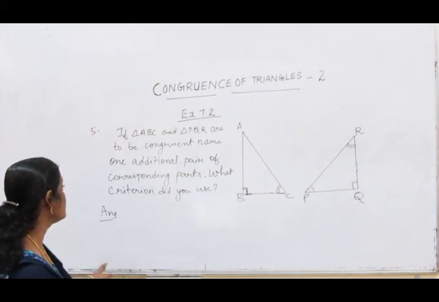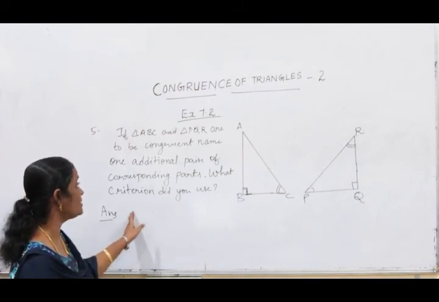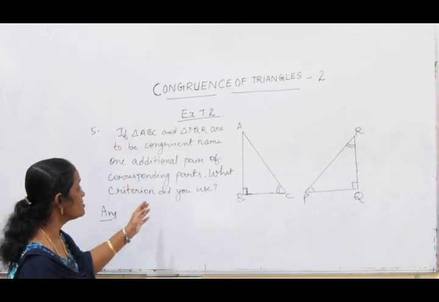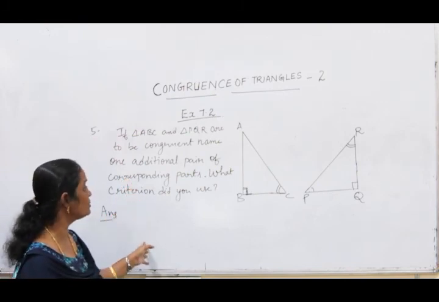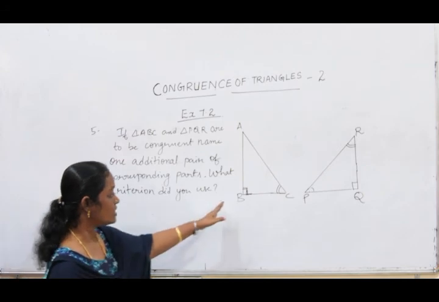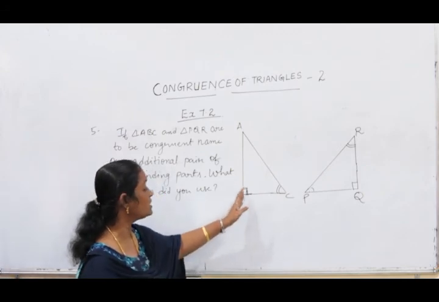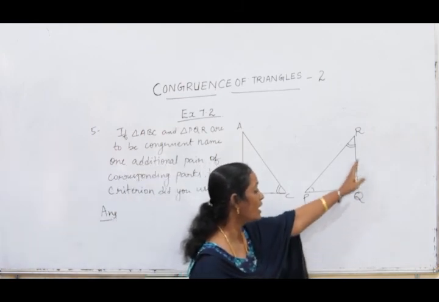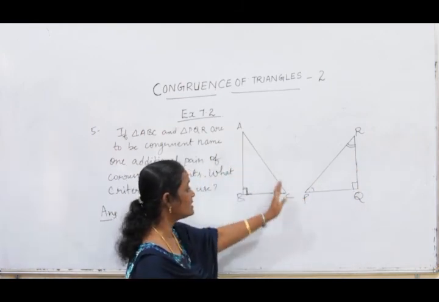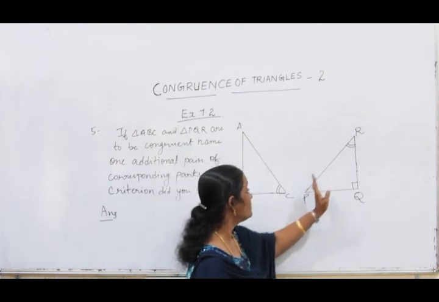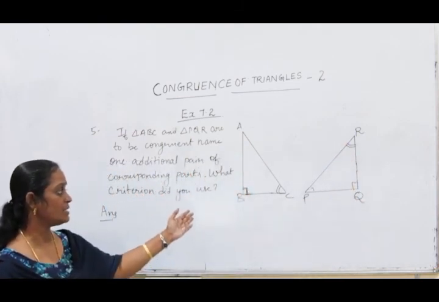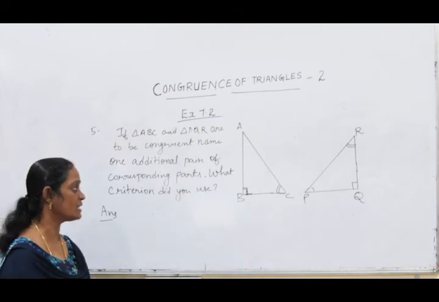Students, the next question, question number 5. Here, if triangle ABC and PQR are to be congruent, name one additional pair of corresponding parts. What criterion did you use? Here we have to say. So here some angles are equal. Angle ABC is equal to PQR and angle ACB is equal to angle PRQ. So two angles of triangle ABC are equal to two angles of another triangle here.